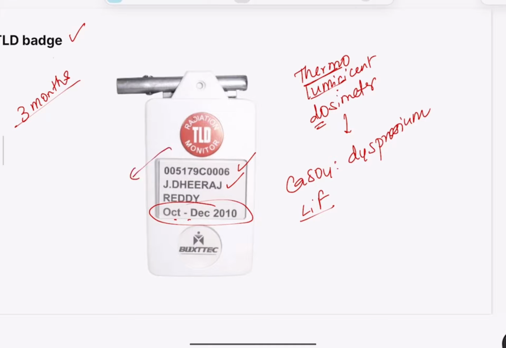TLD badge, when we are wearing it with the lead apron, should it be above the lead apron or below the lead apron? Below the lead apron for true measurement of radiation, because if it is above, for example, it is calculating like 100, but the actual that I am receiving because of the apron is 60. The apron is protecting me. So it should be the true value, so you wear it beneath the lead apron.